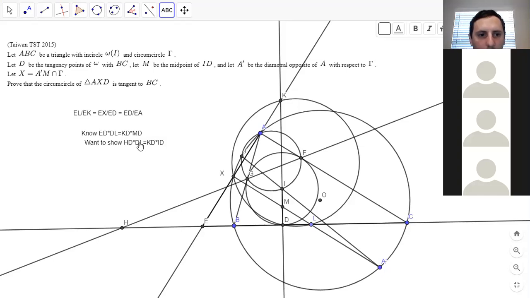So I think this might just go in circles because MD is half of ID. So yeah, we want to show that E is the midpoint of HD. Yeah, it's just what you guys said.